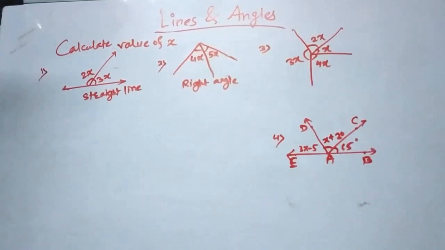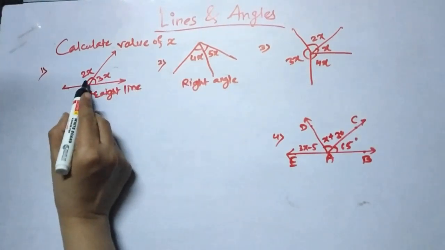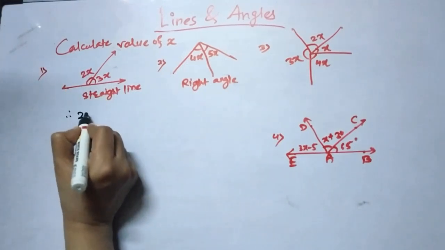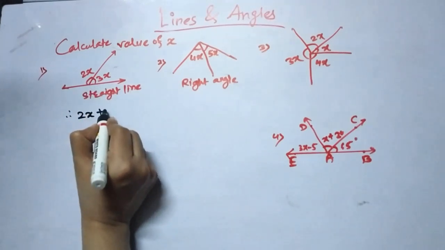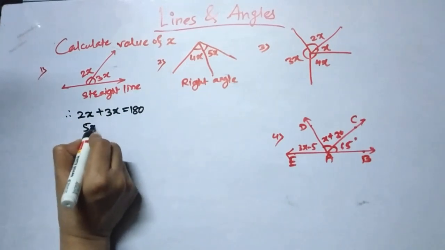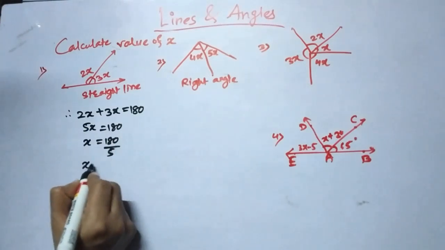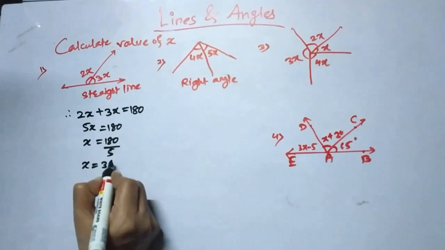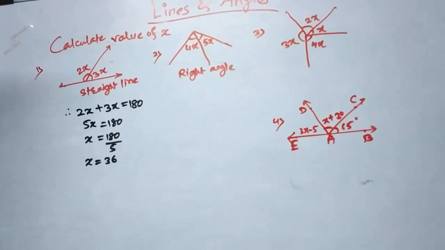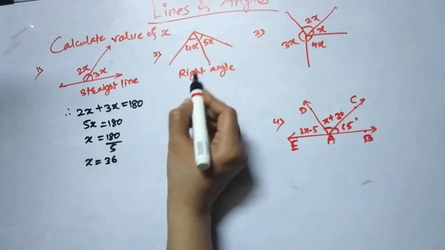So friends, now we need to calculate the value of x. Here it is given that it is a straight line. We know that straight line angles are supplementary. So you can write 2x plus 3x is going to be 180 degrees. Just add these like terms, we get 5x is equal to 180 degrees. So x is equal to 180 upon 5, which is 36.